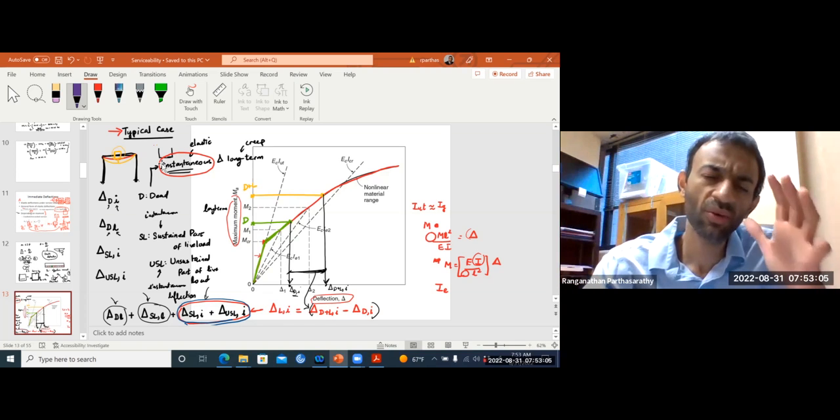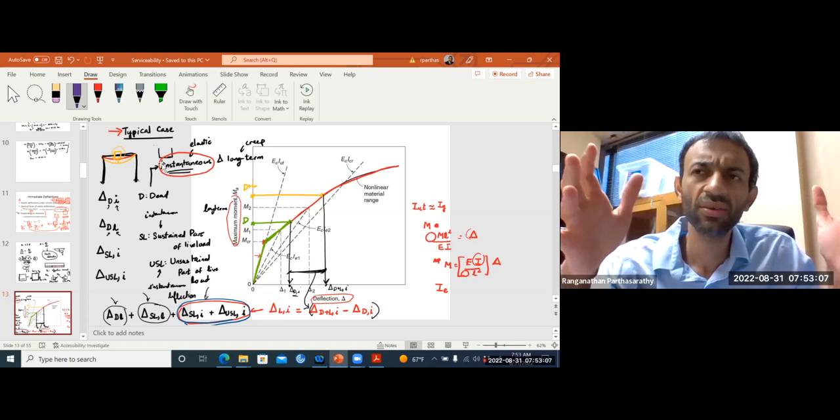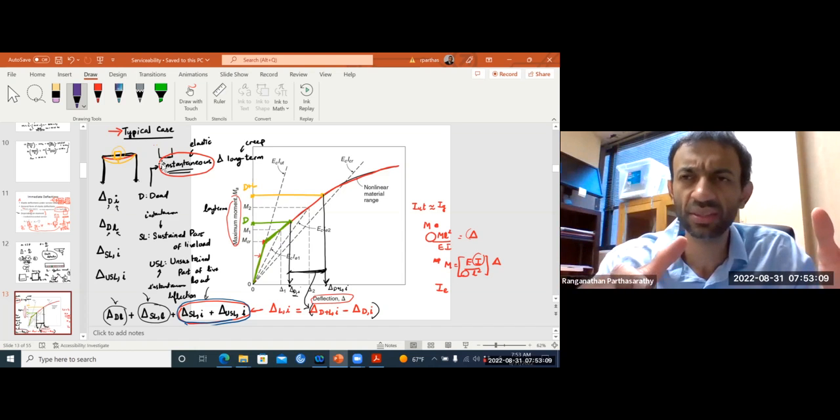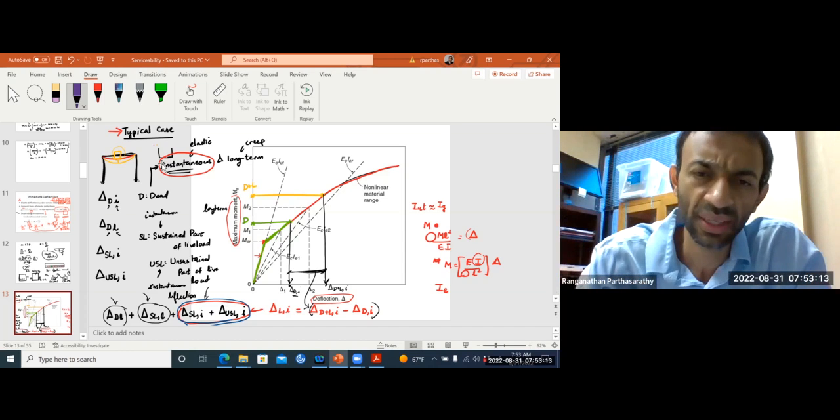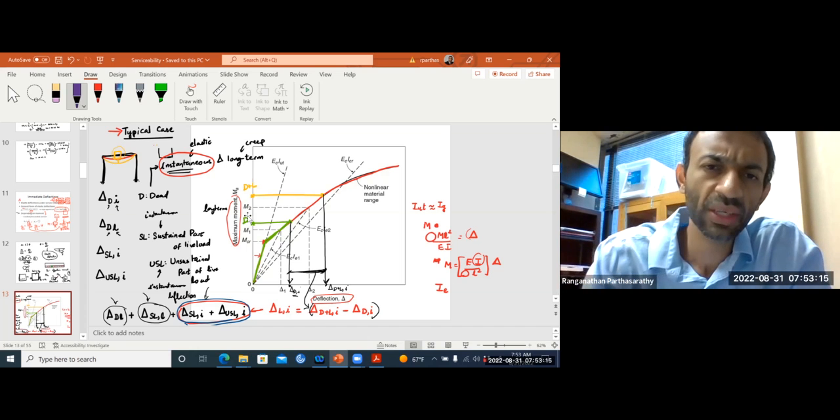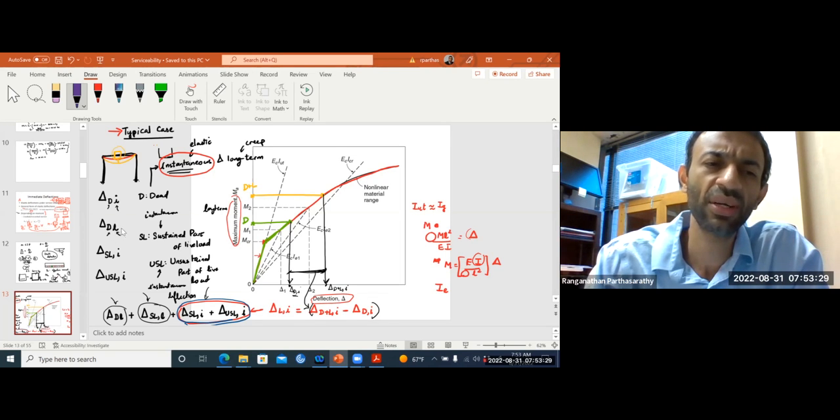Okay, now when something comes in, whatever further deflection takes place is after the elastic deflection due to the dead load. Okay, so basically you have delta dead load instantaneous, elastic deflection due to dead load. Then you have delta dead load long term. So that's creep due to dead load.